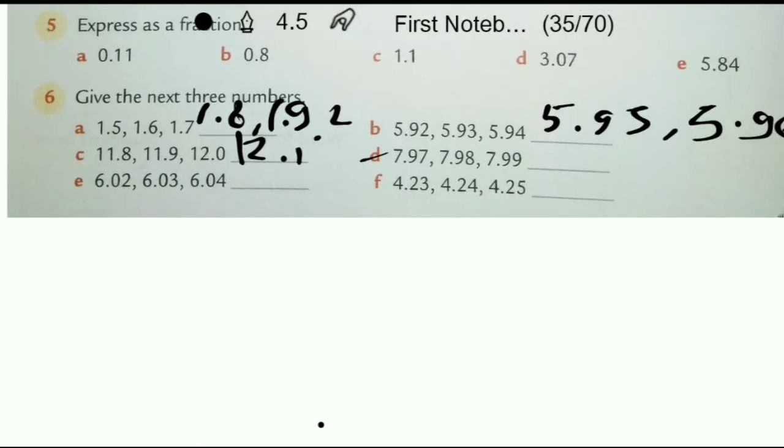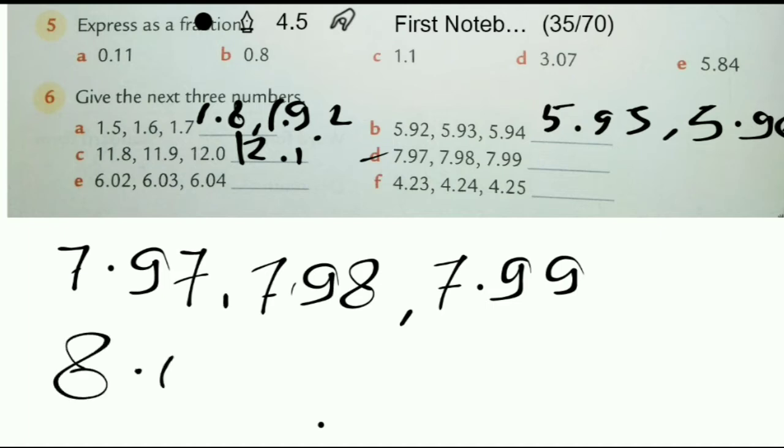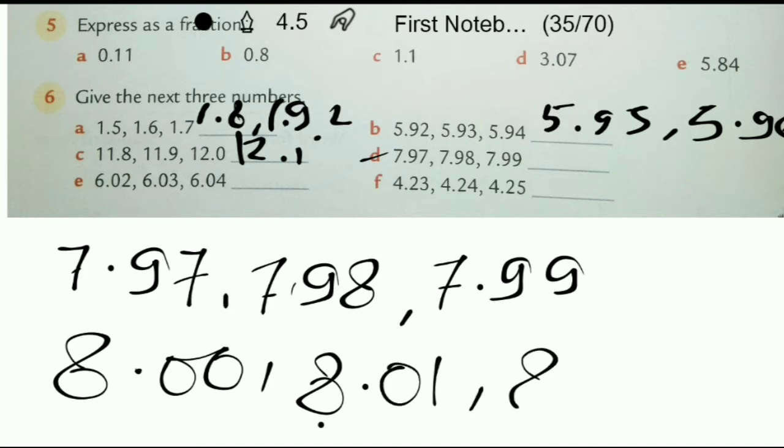In this one, see this one: 7.97, 7.98, 7.99. The next number after 7.99 we will write as 8.00, then 8.01, then 8.02. This is the answer. Got it?